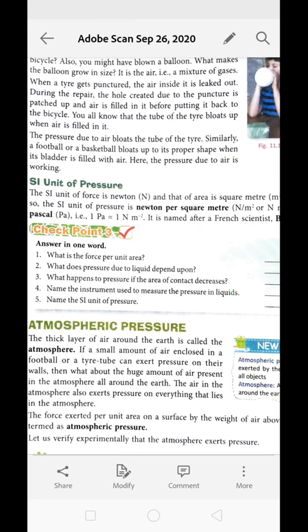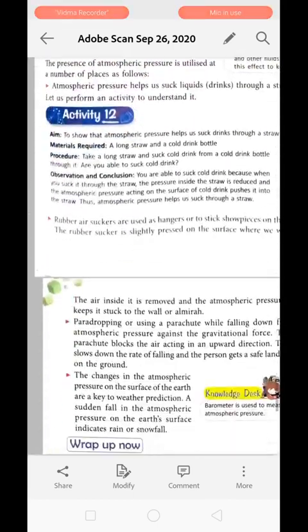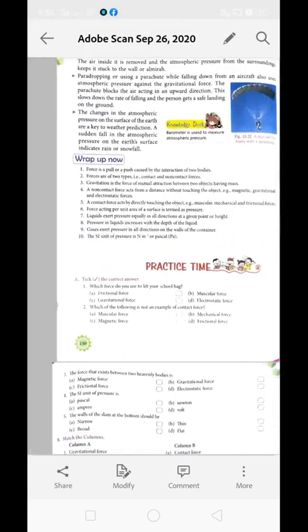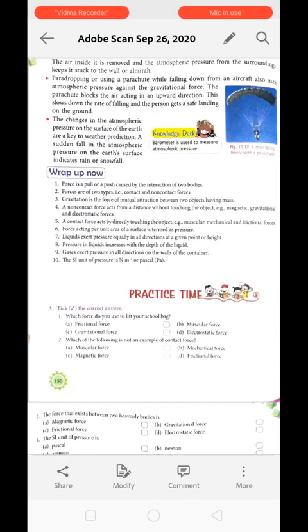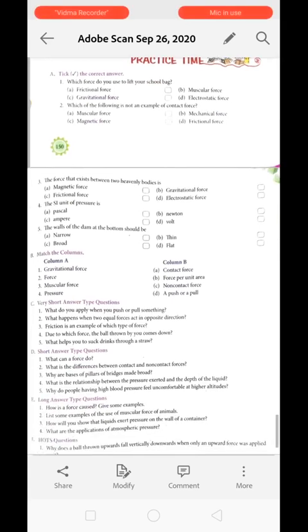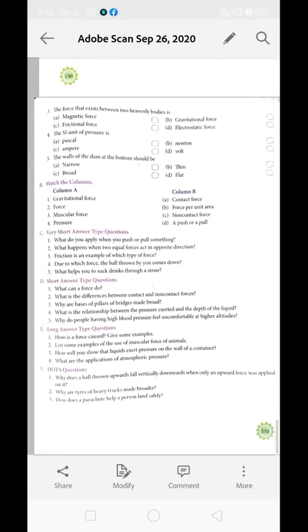Okay, next question. Name the SI unit of pressure. It is Pascal. Okay, next question. After checkpoint 3, it is practice time. So first question of section A, which force do you use to lift your school bag? It is muscular force. Okay, second question, which of the following is not an example of contact force? It is magnetic force. Option C is the correct answer. Third question, the force that exists between two heavenly bodies, it is gravitational force. B is your answer. The SI unit of pressure is Pascal. Option A is the correct answer.